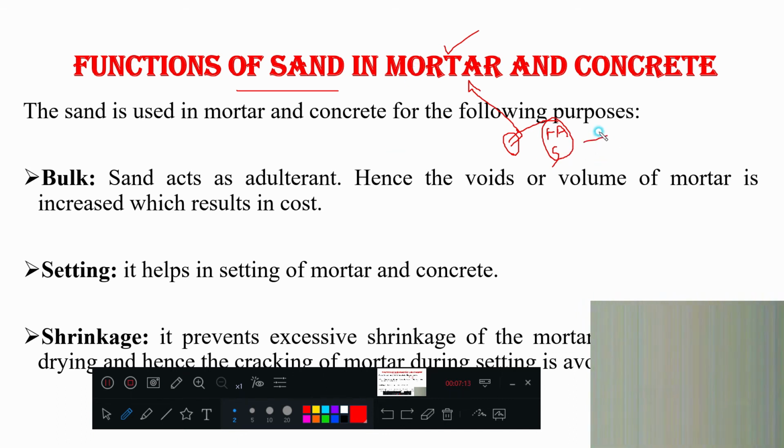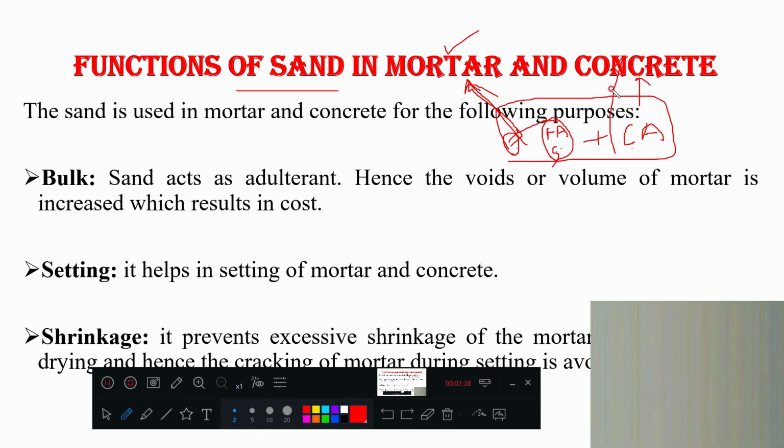To this mixture you are adding coarse aggregate. Coarse aggregate means bigger aggregates. So these three plus water, we call it concrete. Only cement, sand, water, we call it mortar. Cement, sand, coarse aggregate plus water, we call it concrete. Is it clear?